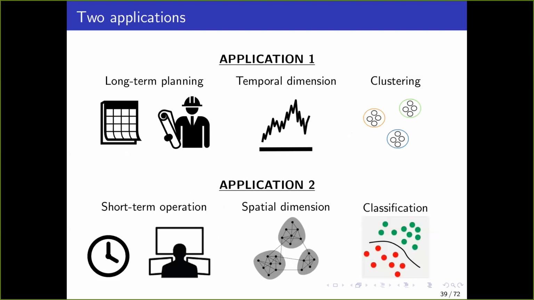So that was the first part of the presentation, and now we go to the second one. We have to change our mindset a little, because what we did until now was long-term planning decisions, and we are going to move to a short-term operation problem where we focus on the spatial dimension, and the technique is going to be classification instead of clustering.